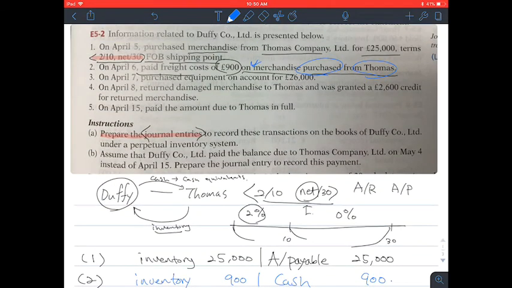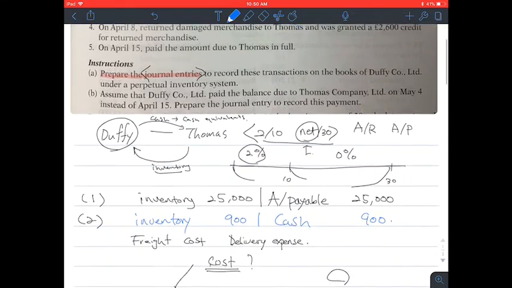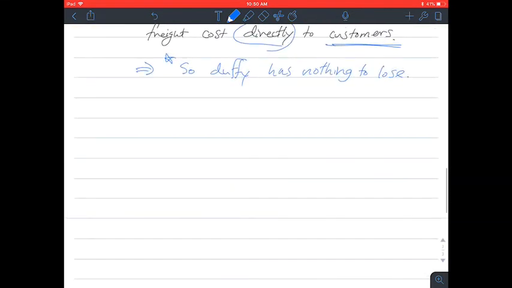Number three, it says on April 7, purchased equipment on account, $26,000. Very simple. It's from our previous chapters. So he's going to increase the equipment, $26,000, and he is going to pay on account. So accounts payable, which is the same amount.